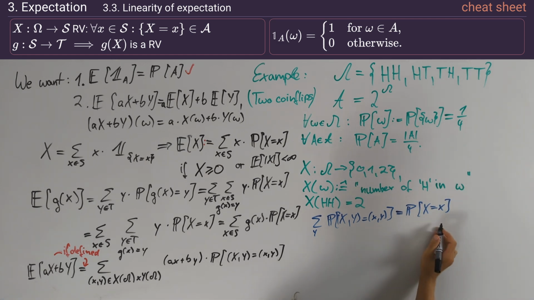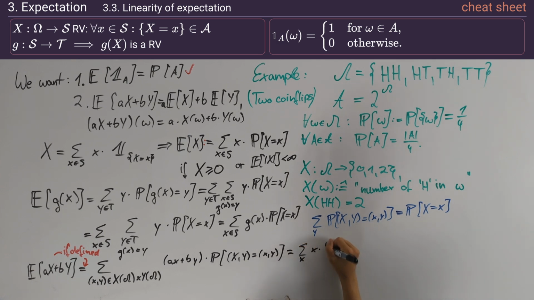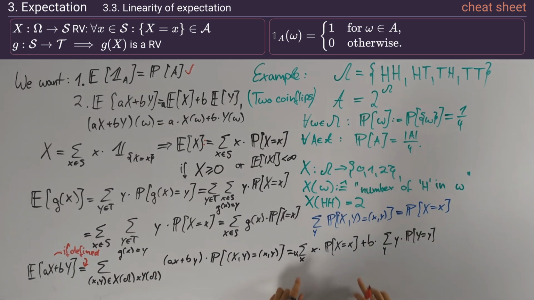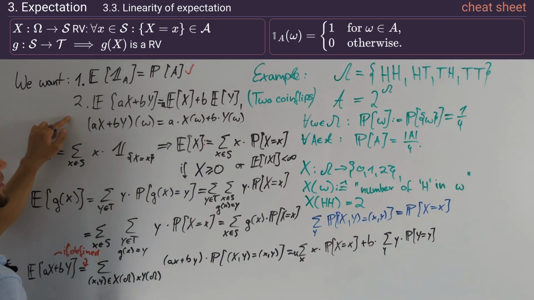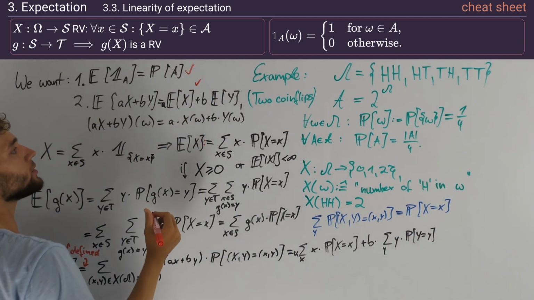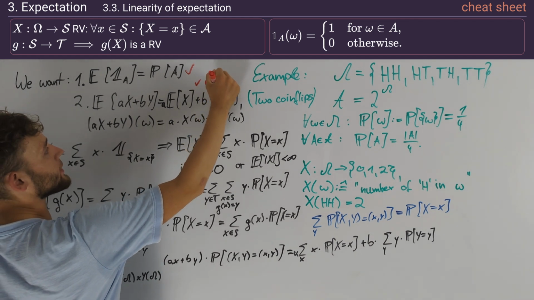Since the same holds when swapping x and y, we get in total that this is equal to the sum over all x of x times P of X equals x, all times a, plus b times that expression for Y. We see that these are just the expectations of X and of Y if defined, and therefore point 2 also holds if everything is defined.